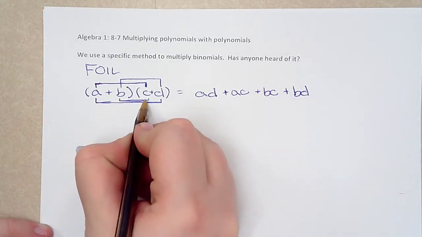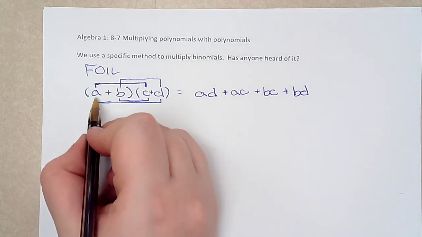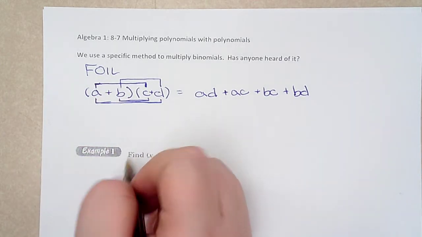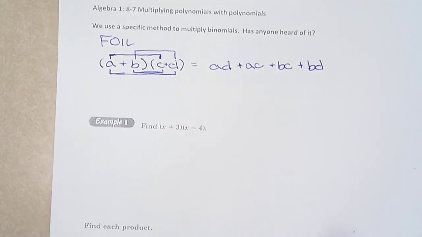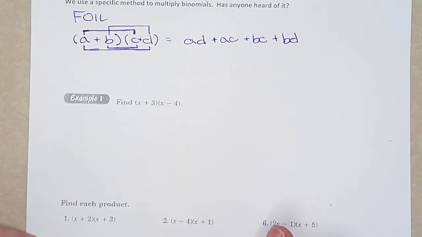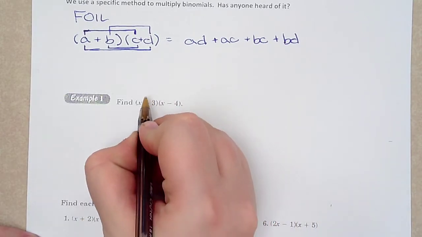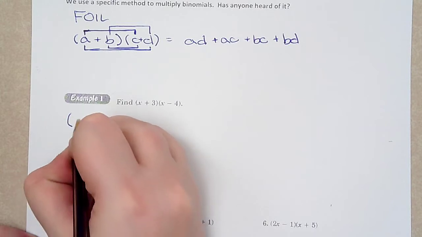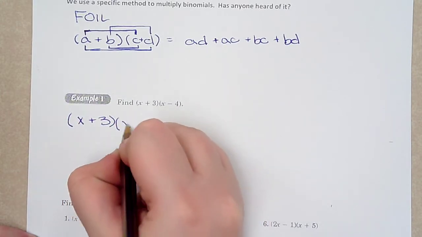This method that I've just shown you, called FOILing, allows us to multiply all the terms in the first binomial with all of the terms in the second binomial. So let's see an example of this with some actual numbers. So if we find this using the FOIL method, I'm actually going to repeat it down here so that I can show you those lines again. I don't want to mess my problem up here.